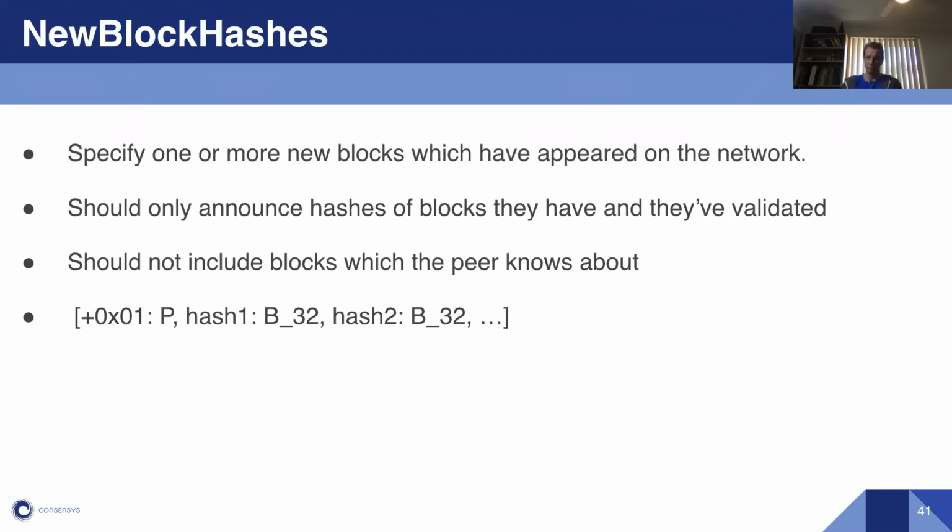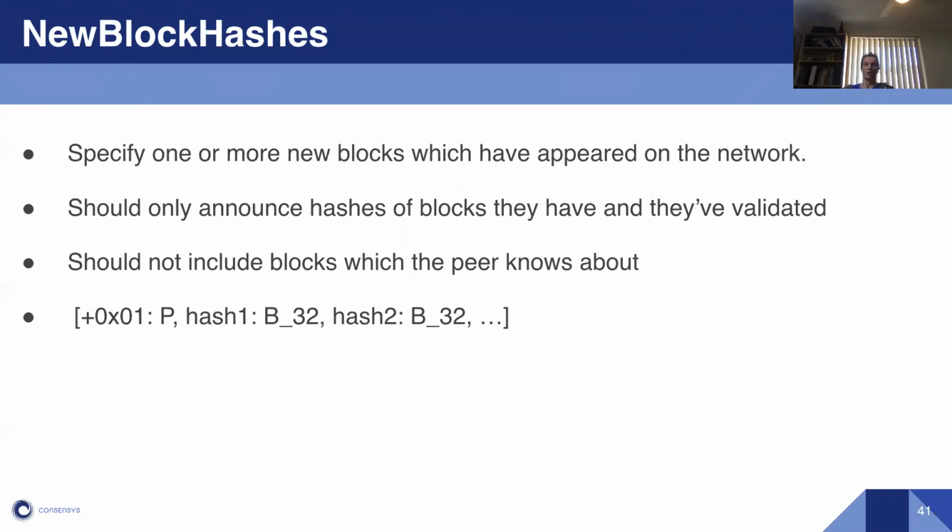The NewBlockHashes message is used to help specify new blocks that have appeared on the network. You should only be announcing the hashes of blocks that have appeared. This is, I guess, a message that a miner might send out once it's done some mining work, saying, here's some new block hashes, world. Everyone see this. So you kind of promiscuously send out the new block hashes.